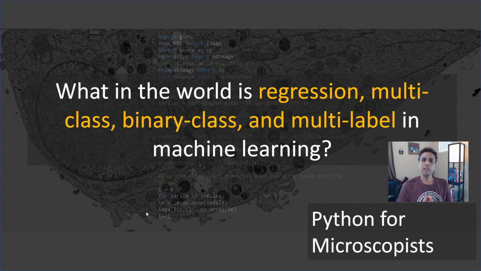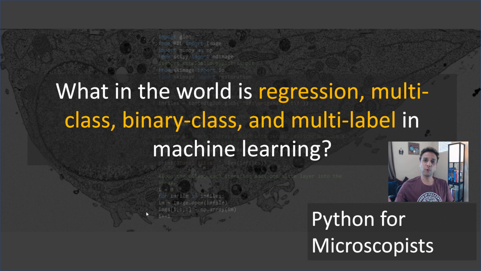When you get into machine learning, you probably hear a lot of terms like supervised, unsupervised, regression, classification. A few of these terms are thrown out there, and you probably know what these are. If so, please skip this tutorial. The goal of this tutorial is to provide a quick introduction to what regression is, and what multi-class, binary class, and multi-label challenges are in machine learning.